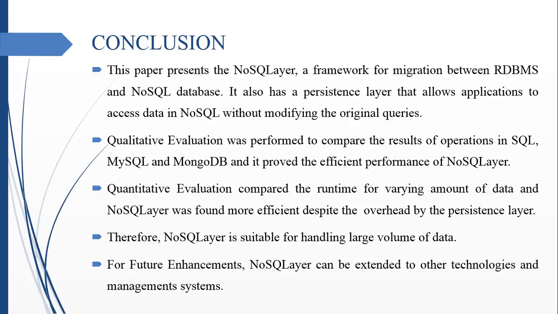In conclusion, this paper presents a NoSQL layer. We have seen a NoSQL layer, a framework for migration between the RDBMS and a NoSQL database. It also has a persistent layer that allows applications to access data in the NoSQL database without original query modification. Then we have done two types of evaluation: one is the qualitative evaluation and the second is the quantitative evaluation.